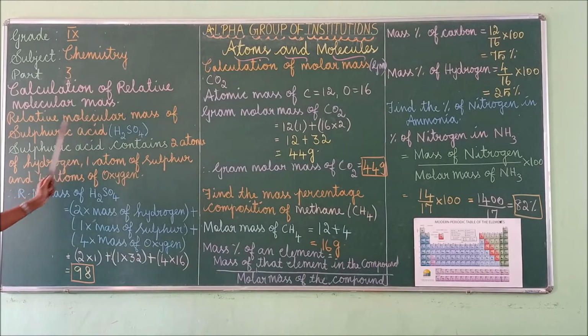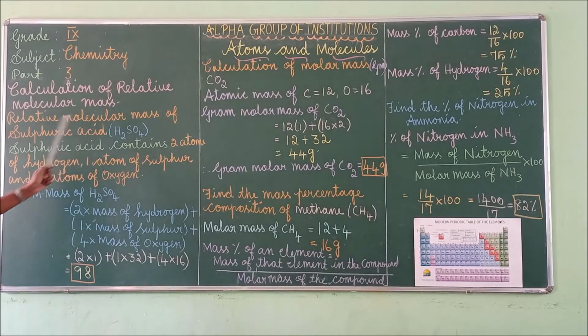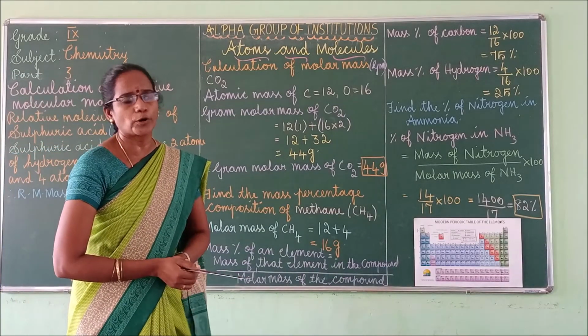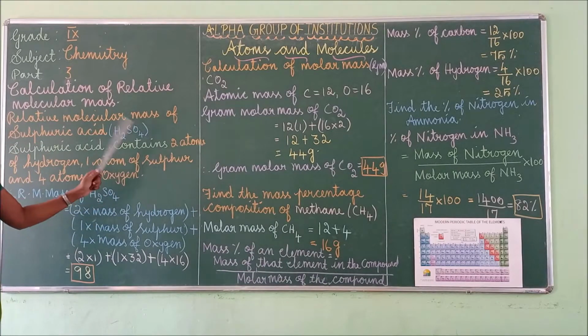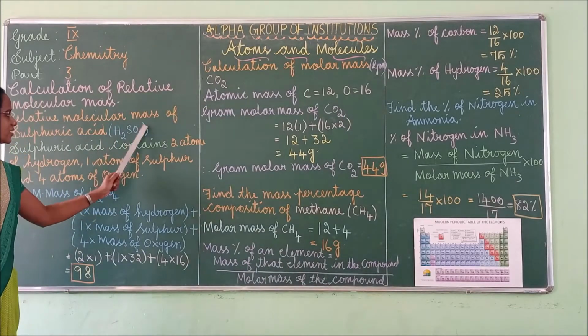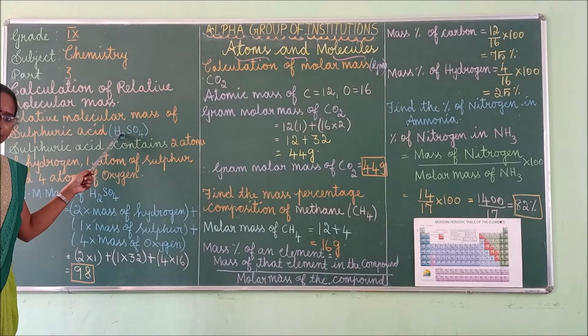So, we are going to find out the relative molecular mass of sulfuric acid, right? First we have to identify the number of atoms in that particular compound. What is the formula of sulfuric acid? It is H2SO4, isn't it? So, sulfuric acid contains two hydrogen atoms, or otherwise two atoms of hydrogen, right?